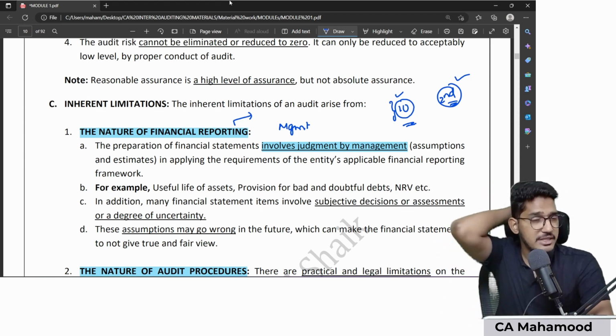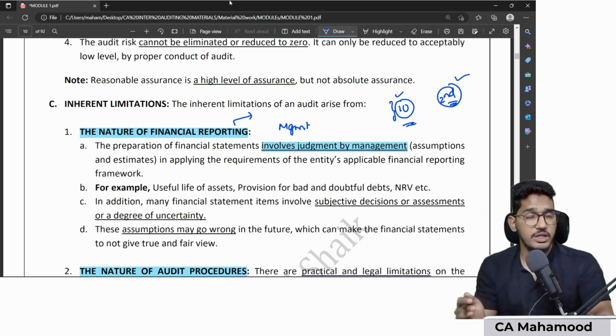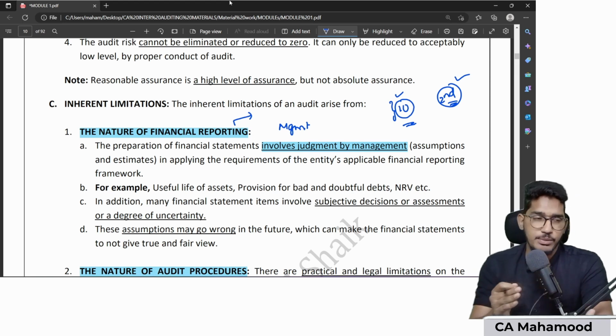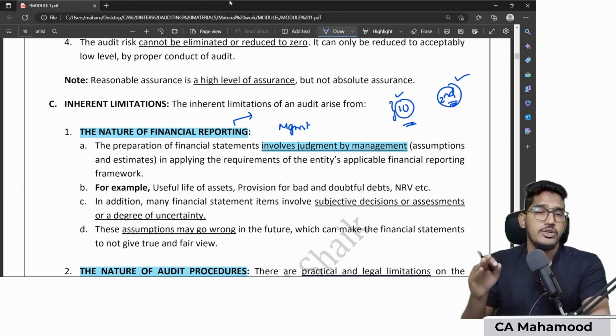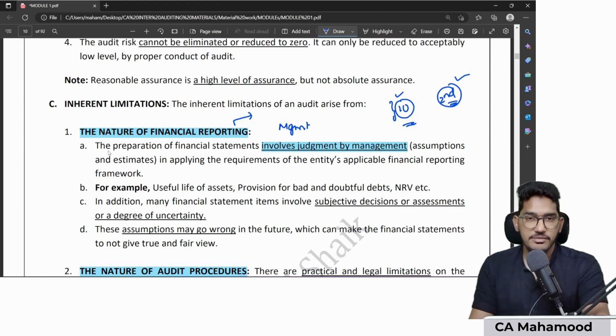And these assumptions and estimates can go wrong in the future. And when they go wrong, obviously financial statements also will go wrong, which can make the auditor's opinion also go wrong. Clear? So that is the first inherent limitation, the nature of financial reporting.